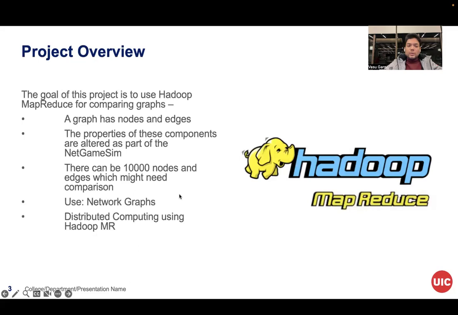Starting with the project overview, we were given an assignment by a professor, which involved creating a solution for comparing two different graphs without using any of their node IDs, and you just had to take into account the properties of the nodes and edges. In order to do that, you had to compare each node with every other node in the other graph, which is very compute intensive, and hence the solution we are implementing here is MapReduce.